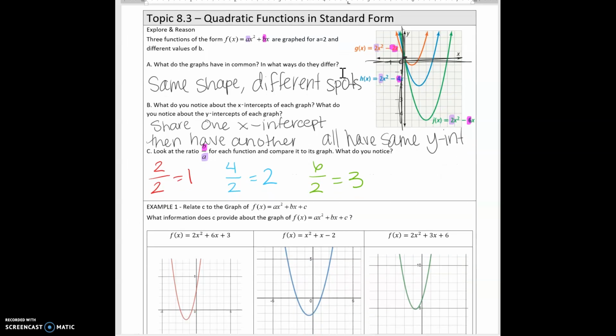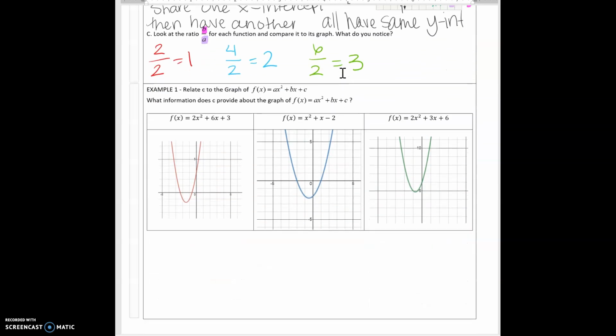So let's go ahead and take a look at example 1. So it's asking, what information does C provide from the graph? Well, we said that in our vocab that C was the y-intercept. But let's go ahead and check the graph and make sure that that's really what it tells us.